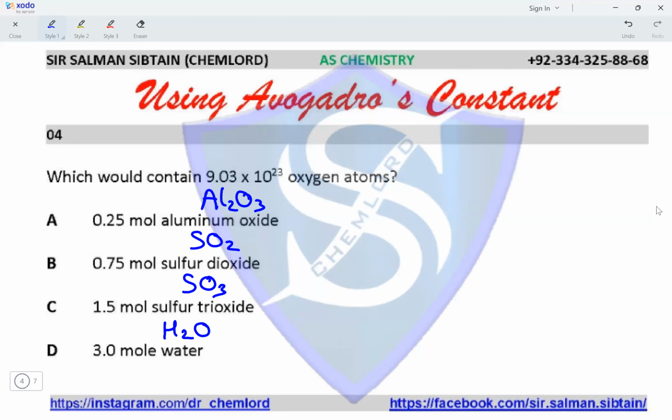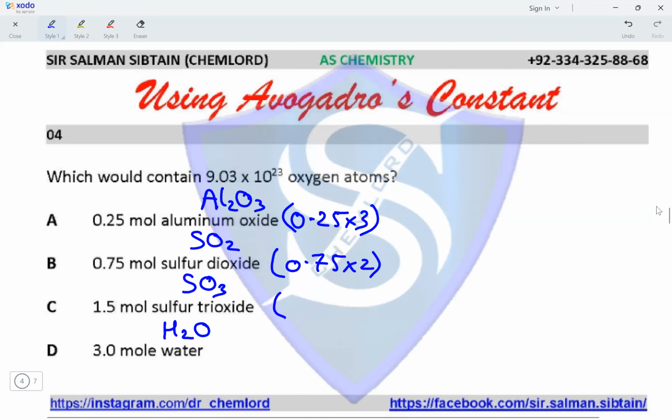So this would be 0.25 into 3, which would give us the moles of oxygen atoms present. For option B, it would be 0.75 into 2. For option C, it would be 1.5 into 3. And for option D, it would be 3.0 into 1. So this will give us the number of moles of oxygen present in each of these compounds.